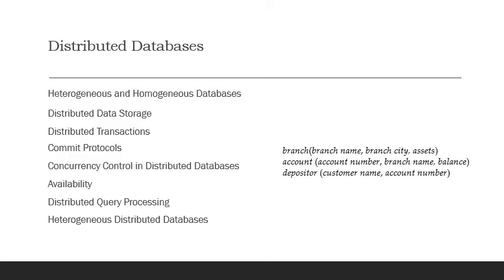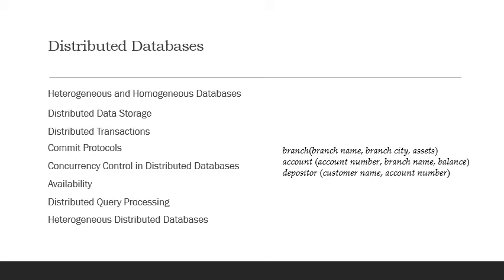In this topic, we are going to cover the following things. We start by classifying distributed databases as homogeneous or heterogeneous, then address the question of how to store data in a distributed database. Then we outline a model for transaction processing in the distributed database. Then we describe how to implement atomic transactions in the distributed database by using special commit protocols. Next, we describe concurrency control in distributed databases.